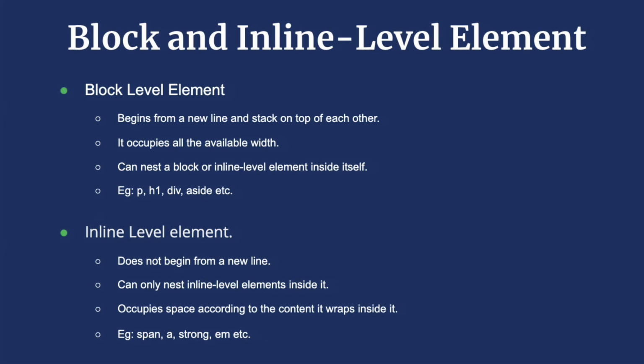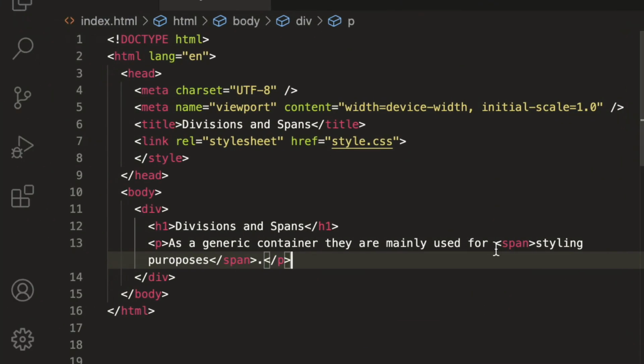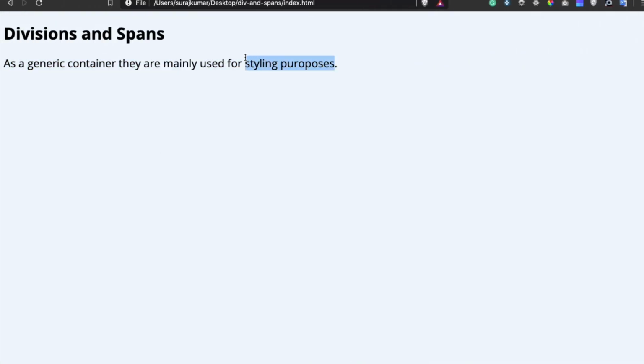An inline level element does not begin from a new line. They come one after another in a single line and cover the space according to the content they wrap inside them. For example, here we have one span tag. If we check out the result here, we can see that the styling purpose text is not starting from a new line, as well as it is taking the space according to the content it is wrapping.